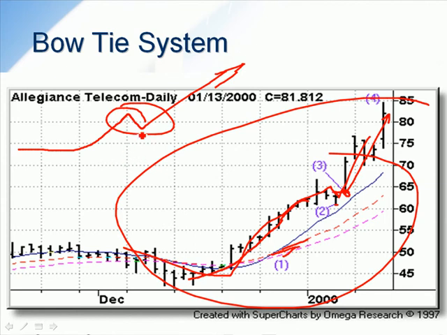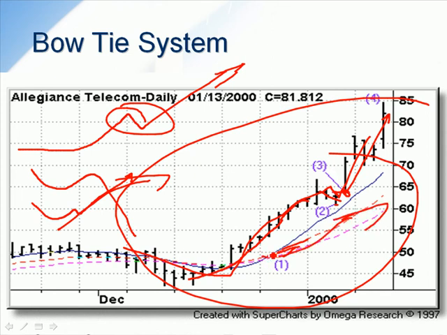And what it's saying is that this pullback is not a genuine pullback. We haven't got something like this happening. What we've got is something like this, and that you're likely to get a move going upwards. We've still got an upward trend in place, as exemplified by the bow tie elements, by the moving averages, and that the pullback is an opportunity to get back in before it continues higher.